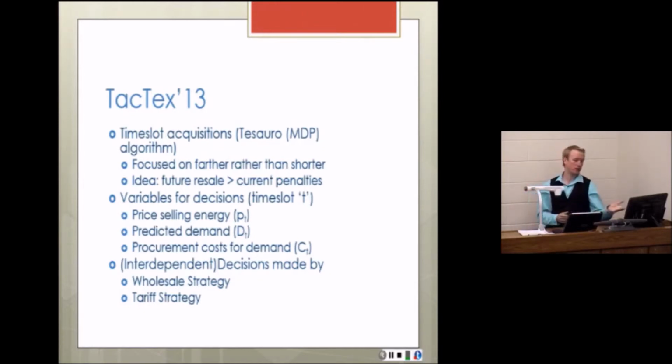The variables that are used, of course: you have your time slot, where you're at, that's T. And then you have your price selling point for energy, so how much are you selling your utility for, that's PT. Predicted demand, so how much do you predict for that time slot customer A to have, that's DT. And the procurement costs for that demand. So say if they need an extra 3 kilowatt hours, how much is that going to cost you? And then the decisions that are made based upon those variables are the wholesale and tariff strategies, and those are interdependent, meaning they work with each other to make a final financial decision.